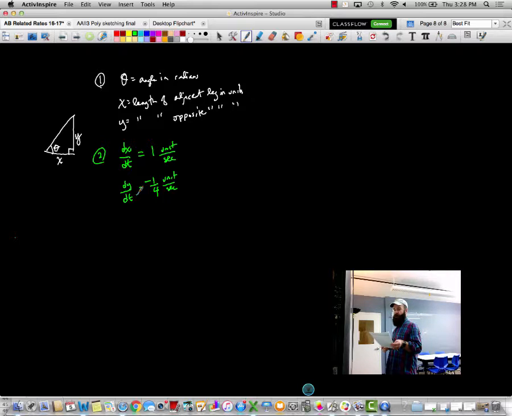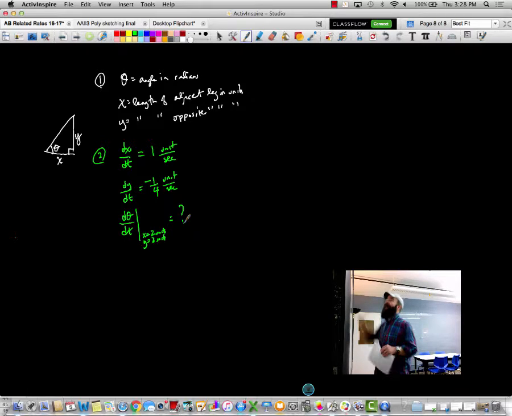And they ask you to find how fast theta is changing. So they want you to find dθ/dt when, let's see, what's the instant? It says that x equals 2 units and y equals 2 units. All right, so that's step 2. We've got the rates of change, the ones we know and the ones that we don't.